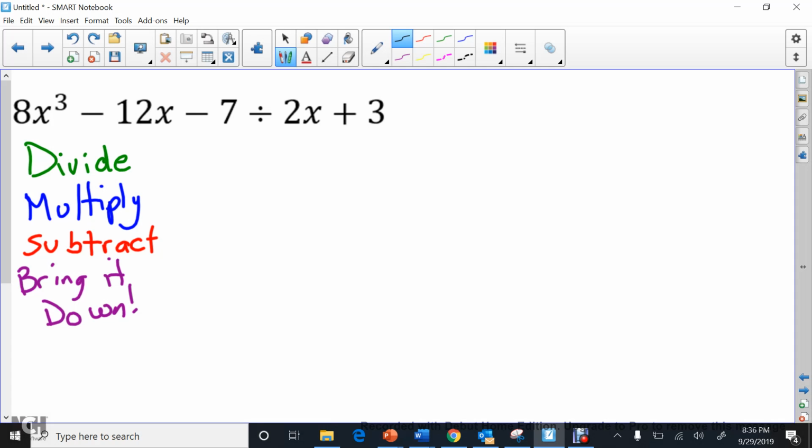So let's start dividing this problem. We need to set up the problem first. First, you should check to make sure that you have one of each term. And what I mean by that is check your highest exponent. I see that it's a 3.